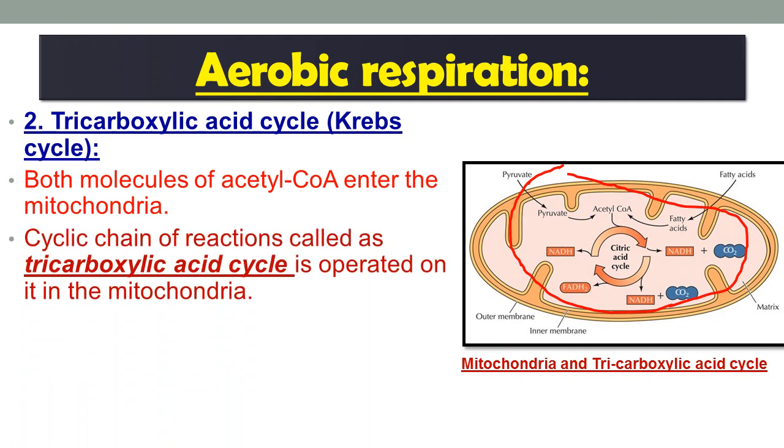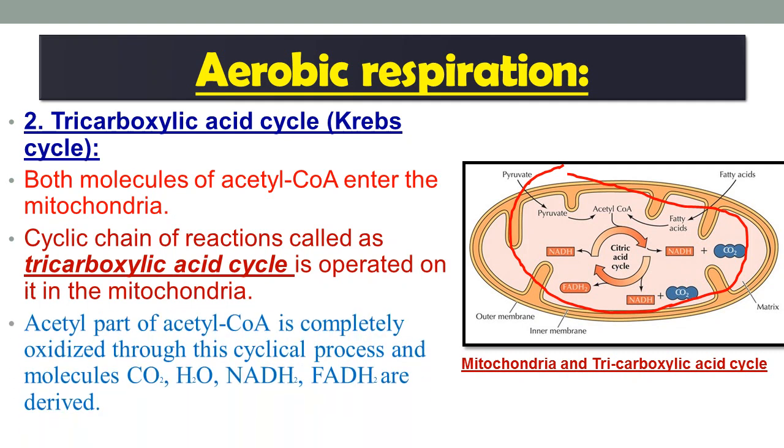The cyclic chain of reactions called the tricarboxylic acid cycle operates in the mitochondria of the cell. Only the acetyl part of the acetyl coenzyme A is completely oxidized through this cyclical process, and molecules of carbon dioxide, water, NADH2, that is nicotinamide adenine dinucleotide, and FADH2, meaning flavin adenine dinucleotide, are produced during the tricarboxylic acid cycle or Krebs cycle.